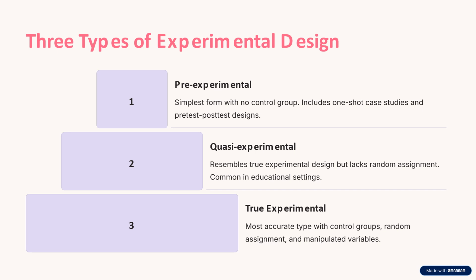The true experimental research design relies on statistical analysis to prove or disprove a hypothesis. It is the most accurate type of experimental design and may be carried out with or without a pretest on at least two randomly assigned subjects. The true experimental research design must contain a control group, a variable that can be manipulated by the researcher, and the distribution must be random.